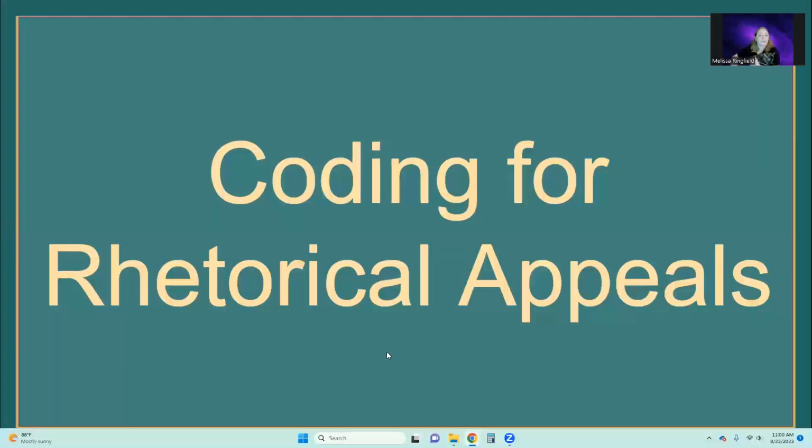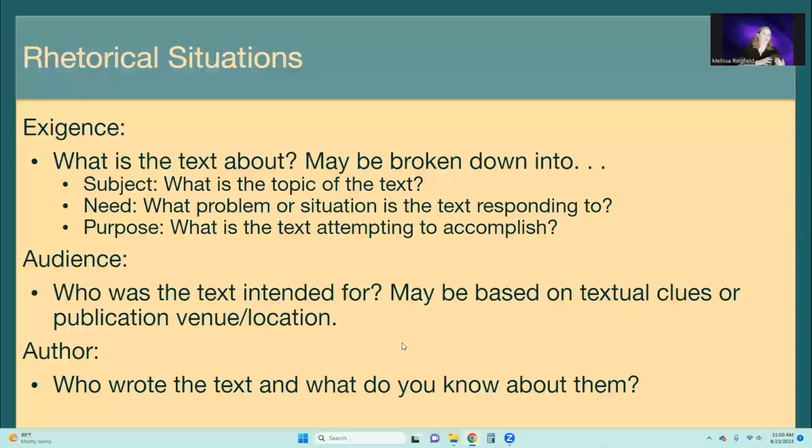Okay, so that's coding for rhetorical situation. Of the rhetorical situation, the exigence, again, is probably the most useful to most students. Why don't you take a moment right now and see if you can come up with some possible exigencies, so subjects, that you might expect to see in the population of text you're analyzing.